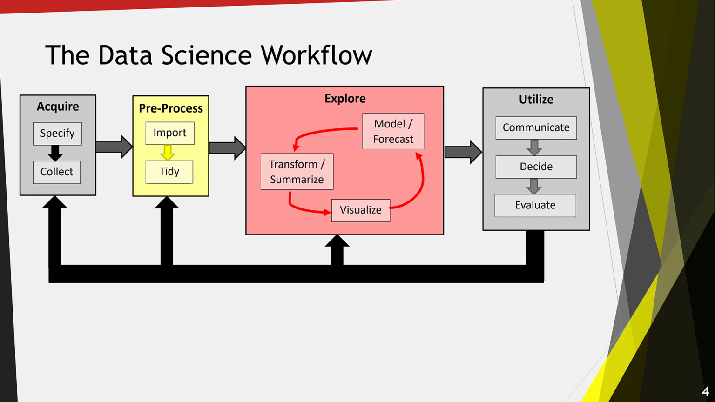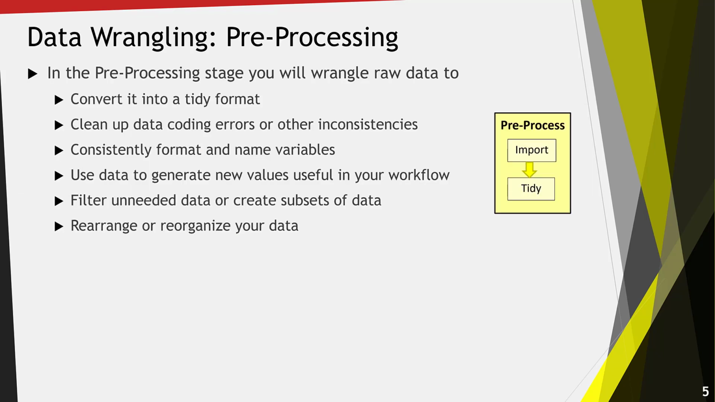If you remember the full data science workflow that I've showed you several times throughout the course, data wrangling is very common in the pre-processing stage. At this point, you're probably going to wrangle raw data to convert it into a tidy format, clean up coding errors and other inconsistencies in the raw data, consistently format and name variables, use data to generate new values that are useful later in your workflow, filter or eliminate unneeded data or create subsets of your data, or possibly rearrange and reorganize your data.